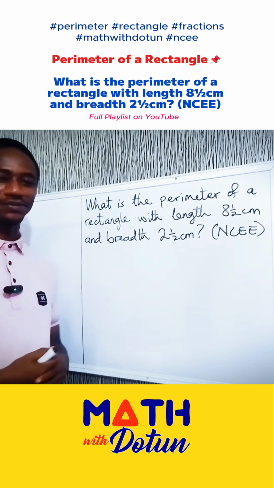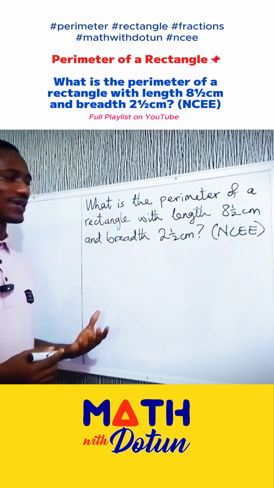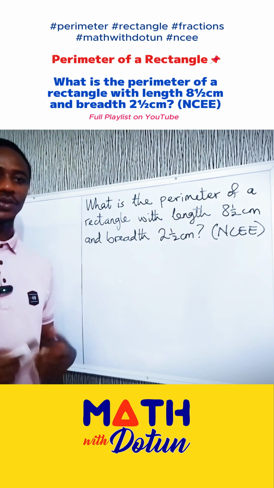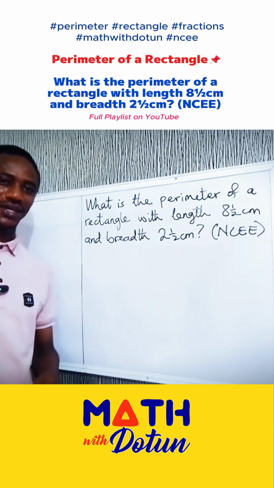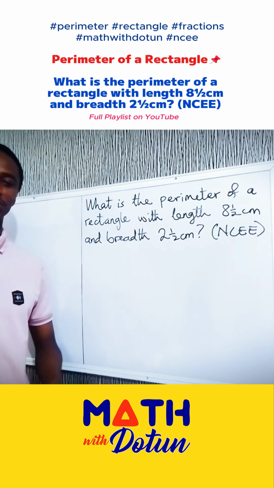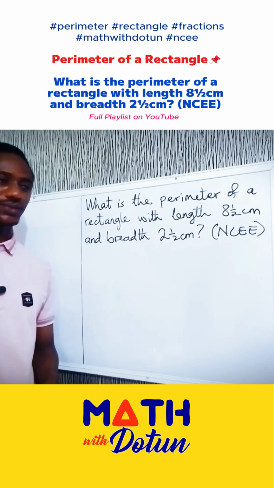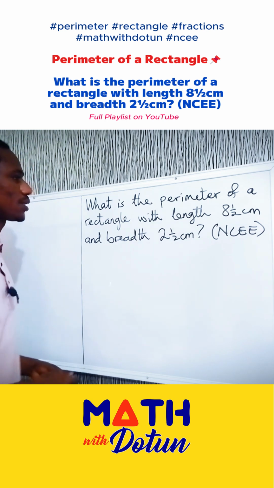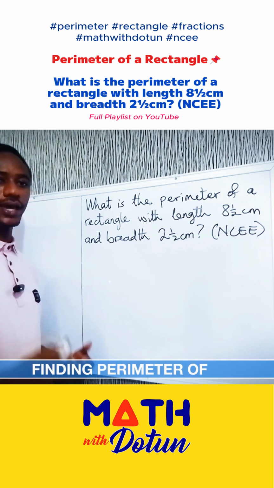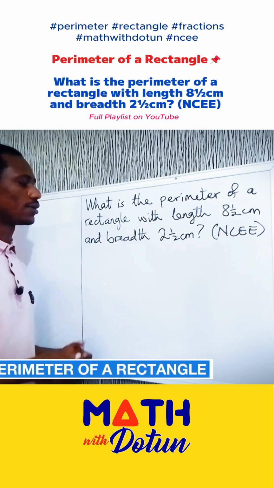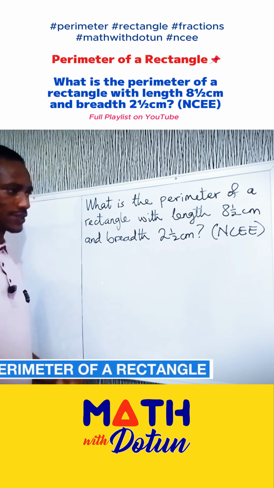All right, today we're looking at a question on perimeter. So we have to find the perimeter of a rectangle. Okay, and this is a National Common Entrance exam past question. Okay, so let's look at it. What is the perimeter of a rectangle with length 8.5 centimeters and breadth 2.5 centimeters?